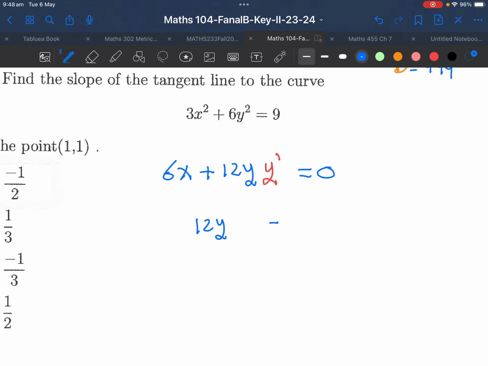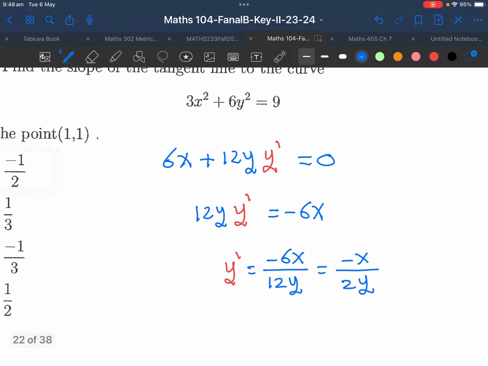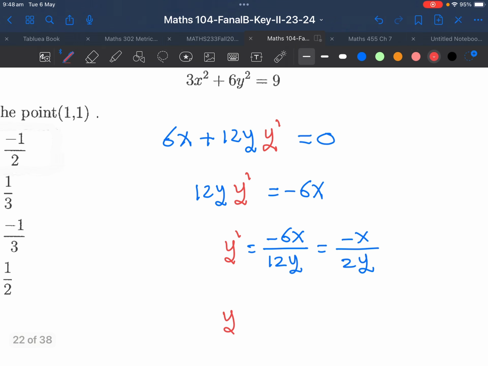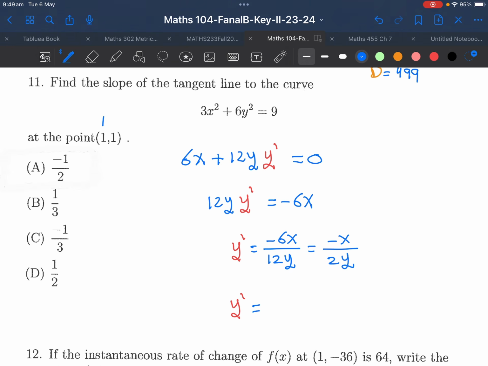So we'll have 12y y prime equal negative 6x. Don't forget y prime here. So how much is y prime alone? It's just negative 6x divided by 12y, which is equal to negative x over 2y. And now you need the slope, so you need to substitute the point given to you, which is (1, 1). So we get just negative 1 divided by 2. So the answer is negative half. Which one is negative half? It is the first answer here, which is part A.